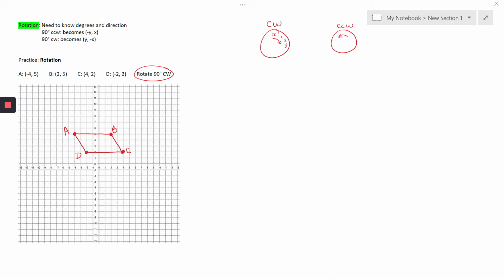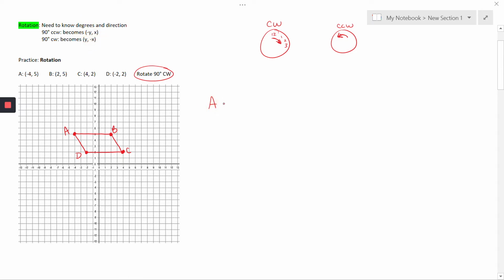And the way I remember that is for clockwise, we're heading to the right. As you can see here, we're heading right. So it's going to be the right number that becomes negative. For counterclockwise, we're moving to the left. So it's going to be my left number that becomes negative. Just something to help you.